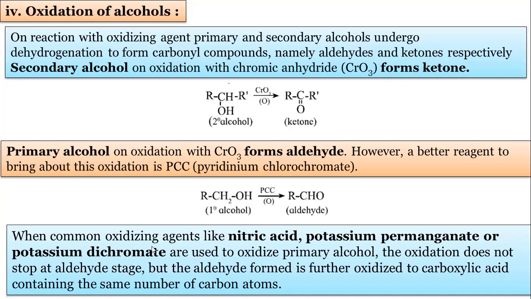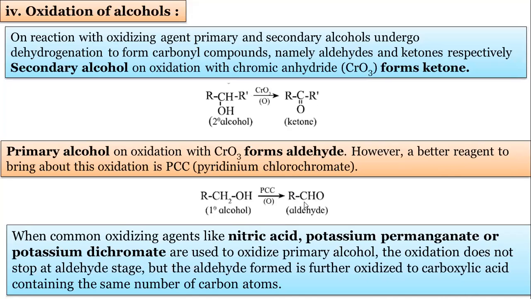These are very strong oxidizing agents. So if strong oxidizing agents are used, they give aldehydes, and aldehydes on further oxidation give carboxylic acid. But if you want to stop the reaction at the aldehyde stage, we have to use a mild oxidizing agent. This is PCC, pyridinium chlorochromate. It is a mild oxidizing agent which stops the reaction at the aldehyde stage.